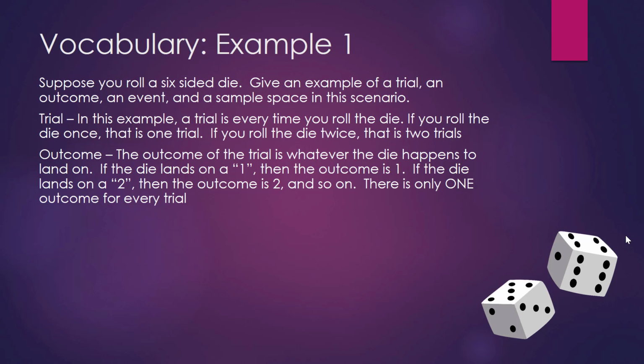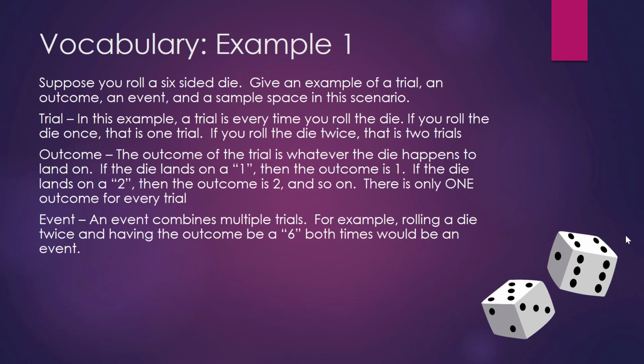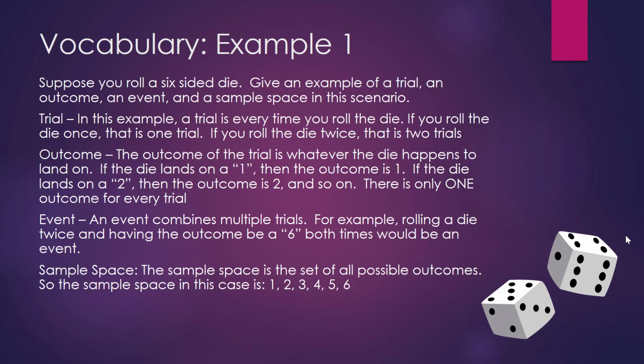Outcome. The outcome of the trial is whatever the die happens to land on. For example, if the die lands on a 1, then the outcome is 1. If the die lands on a 2, then the outcome is 2, and so on. Note that there's only one outcome for each trial. Event. An event combines multiple trials. For example, rolling a die twice and having the outcome be 6 both times would be an event.